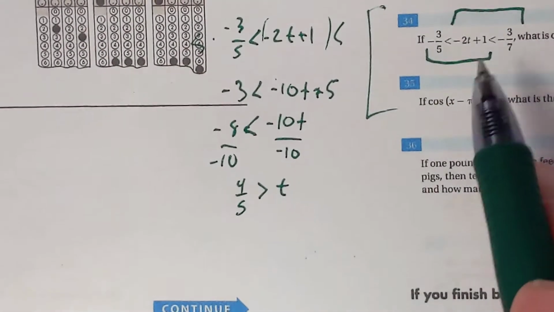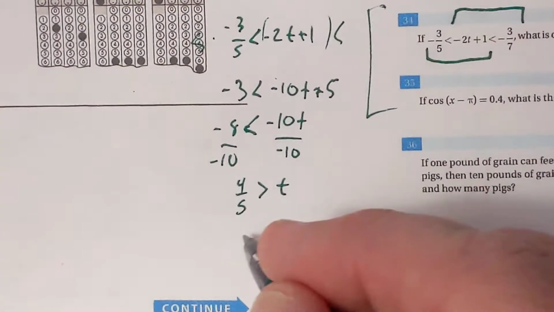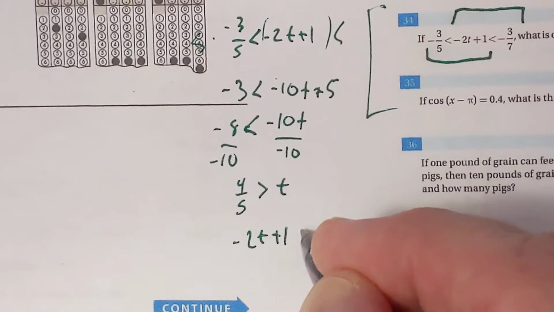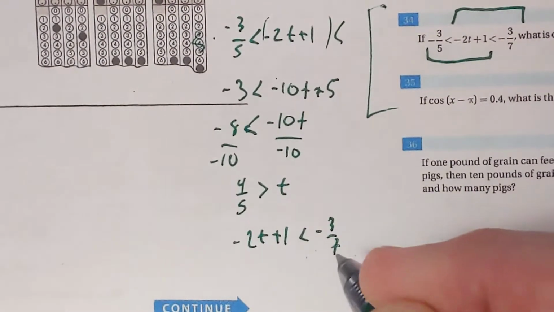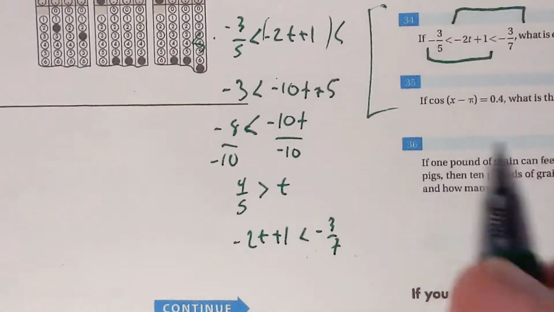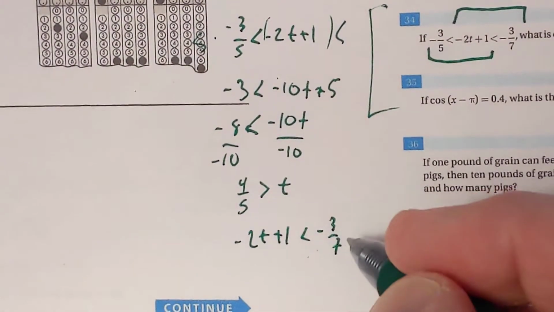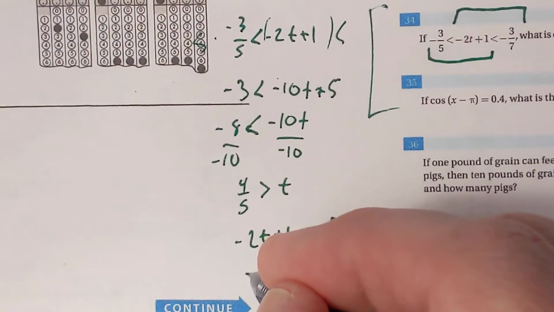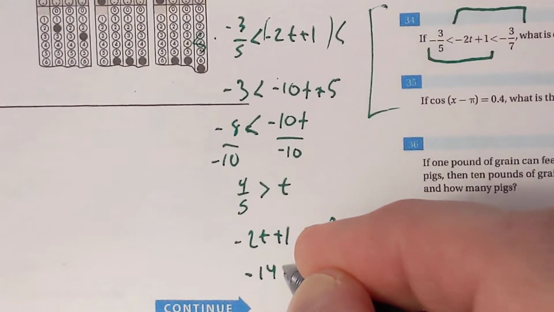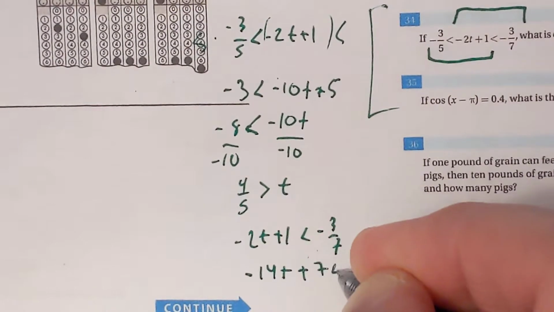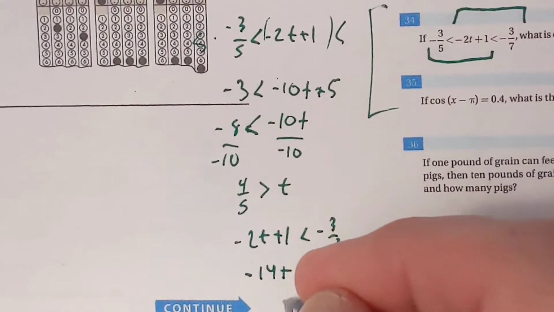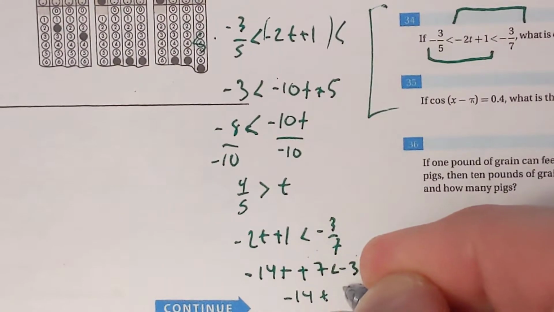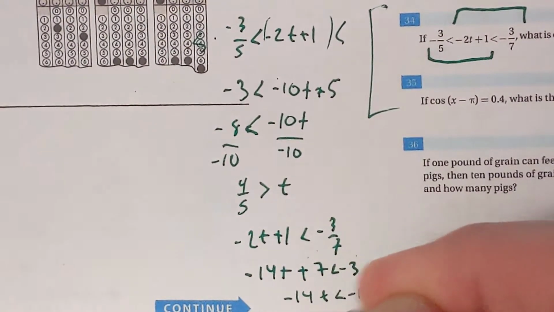Then I'm going to solve the other side. Negative 2t plus 1 is less than negative 3/7. Okay, and again, you can do it the same way. I'm going to multiply through by 7 and get negative 14t plus 7 is less than negative 3. Subtract 3 from both sides, subtract 7 from both sides, and then divide by negative 14.